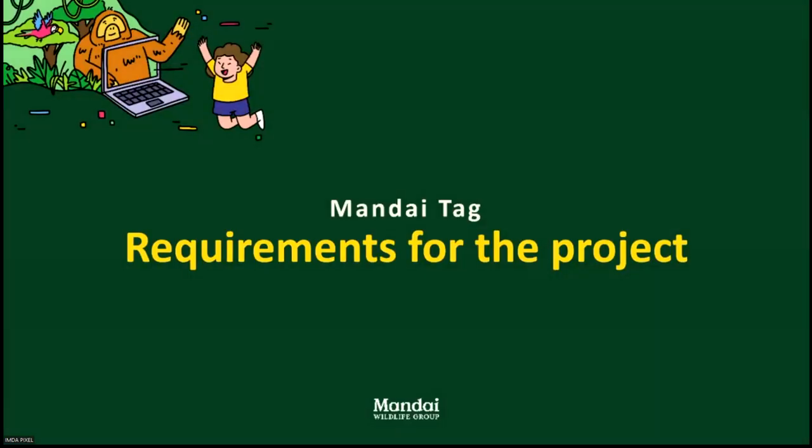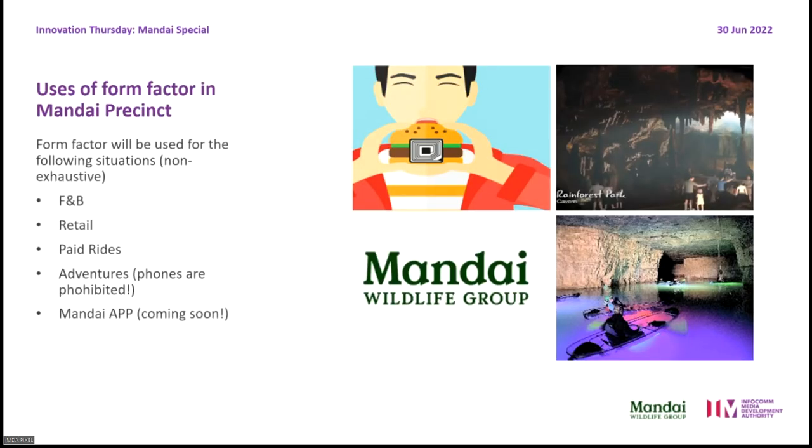So what are the requirements for this project? We have different use environments in the Mandai precinct. For example, we need to use it for F&B purposes, in retail, in paid rides that we will have in the new precinct, some adventure rides where phones will be prohibited in the space, as well as the Mandai app, which will be coming soon.